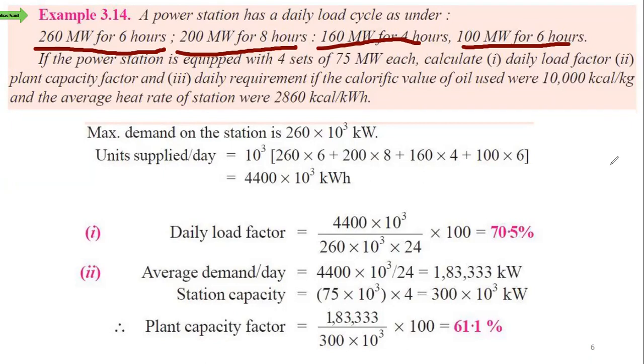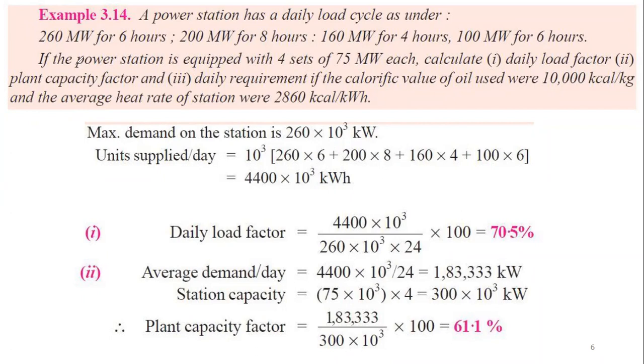So the question is, if the power station is equipped with 4 sets of 75 megawatt each, so basically there are 4 units in that power station, calculate the daily load factor, the plant capacity factor, and the daily requirement of oil if the calorific value of oil used is something like that, and the average, that is a totally different concept, we'll discuss later. So let's find out the daily load factor and the capacity factor of this plant.